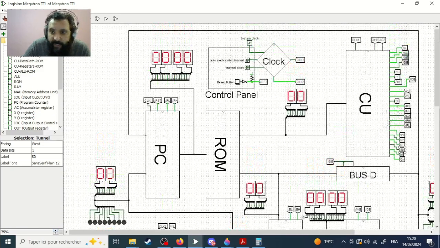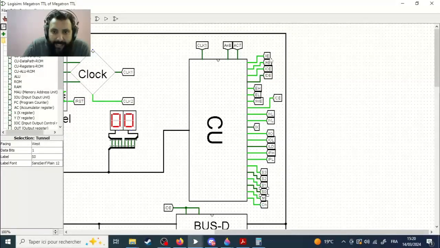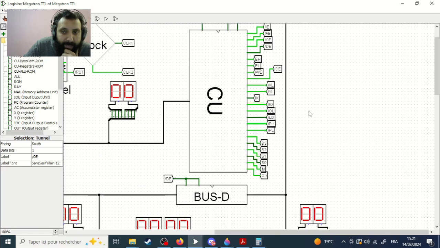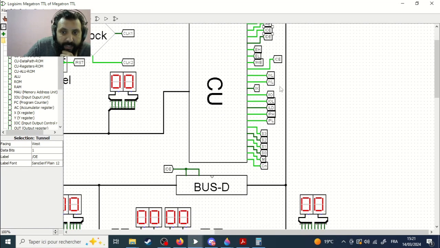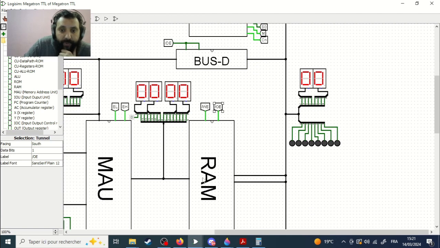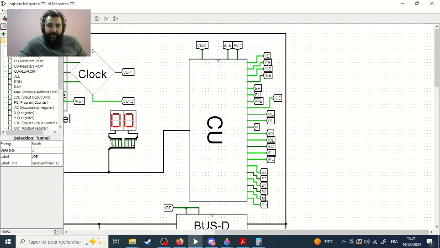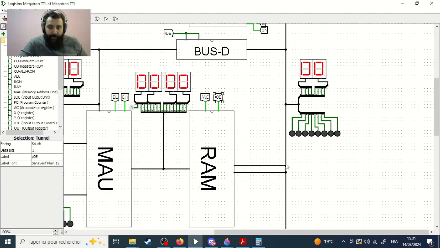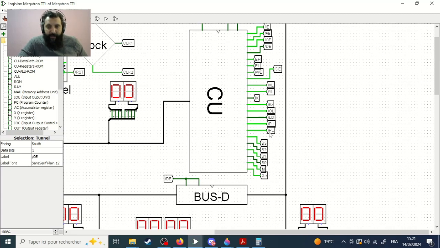For instance, let's check this signal. Okay, let's say this one. This signal is connected here, this one and this one are the same signal, the same wire, and it is responsible for controlling the RAM. If it's one, it allows the RAM to output its value. OE means output enable. This is a control signal. If this signal is at one, it will allow the RAM to output its value on this bus. And the other signals do the same thing.